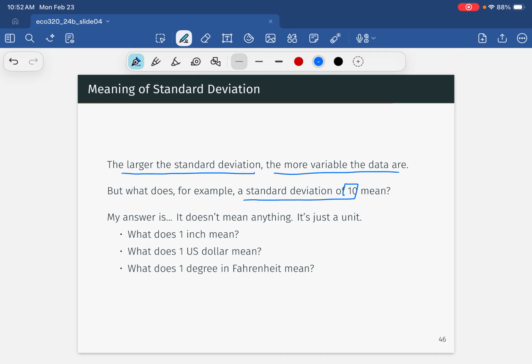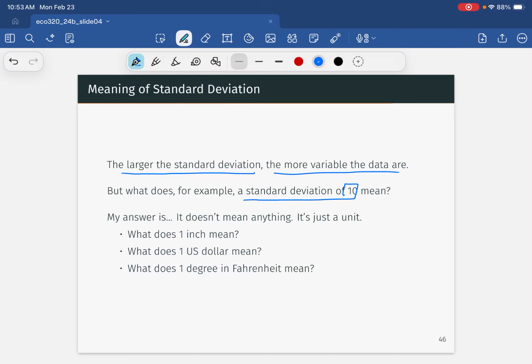That is kind of tricky, because when I say the expected value is $10, for example, then you understand what it means, right? Expected return is $10. That is more intuitively understood. But the standard deviation of $10 is not easy to understand. I would say standard deviation is a unit, not something meaningful.